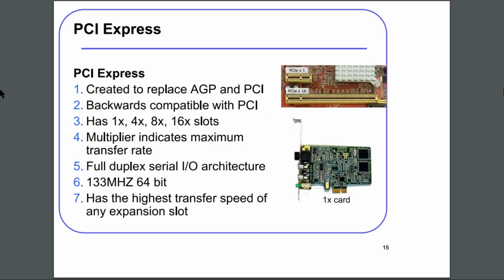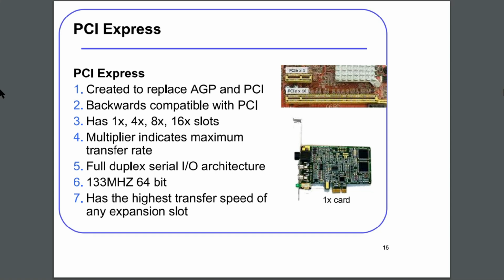The next slide is called PCI Express. PCI Express was created to replace AGP and PCI, and is backwards compatible with PCI. It has 1x, 4x, 8x and 16x slots. The multiplier indicates maximum transfer rate. It has a full duplex serial input-output architecture, 133 MHz 64-bit, and has the highest transfer speed of any expansion slot.